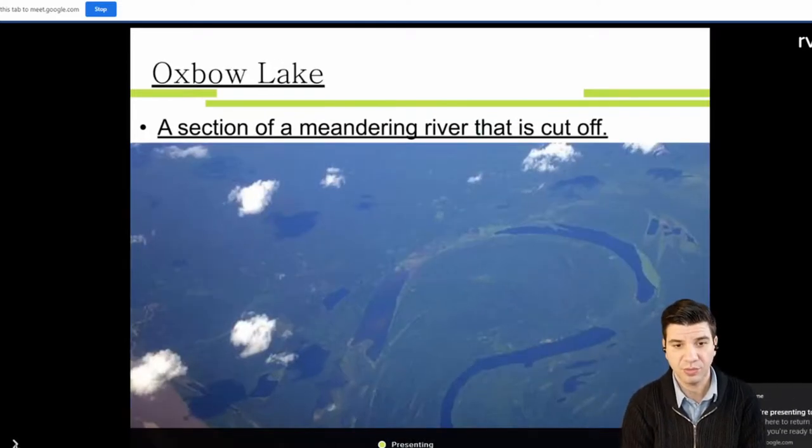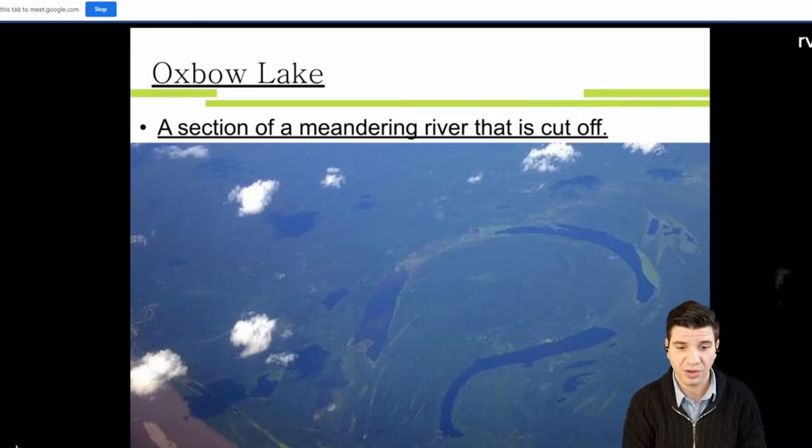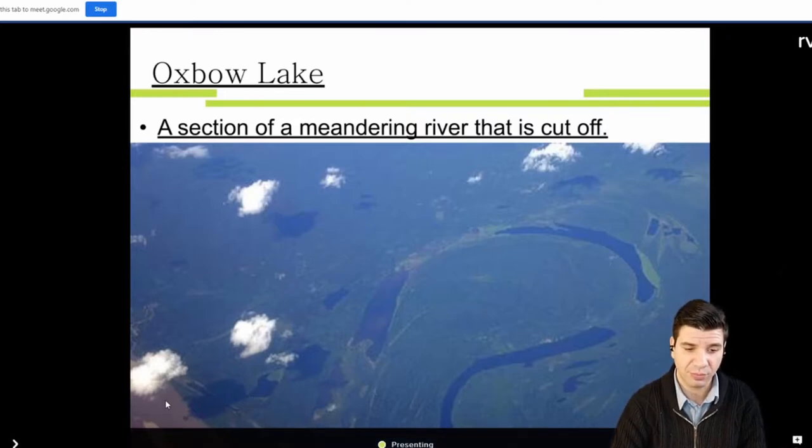We have an oxbow lake. Oxbow lakes are sections of meandering curves that cut off. So how are these things constructed? So you can see in the bottom left, you see that brown water, that's a current river. And then you can see all these oxbow lakes.